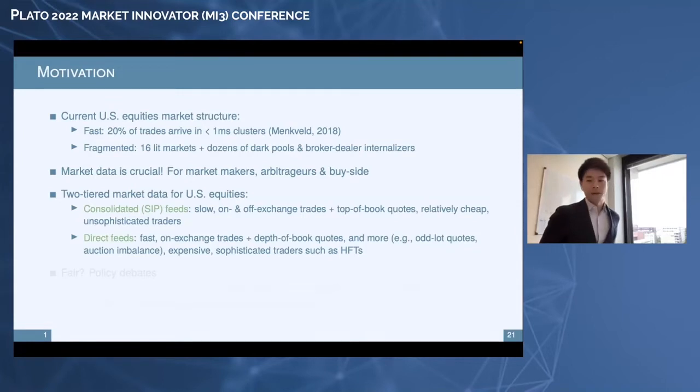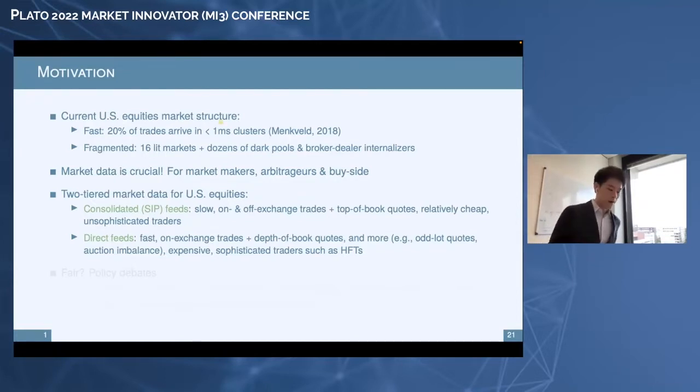And there are the direct feeds, which are proprietary data products by the exchanges. They're fast. Of course, they include the trades from the exchange plus the quotes, not only from the top of the book, but from the whole book. So you see all order book events and also more. Some feeds have all-up quotes and you also have auction balances, for example, the closing auctions, but they're expensive and they're mainly consumed by sophisticated traders, for example, HFTs and large investment banks.